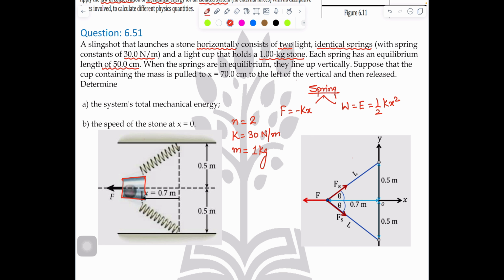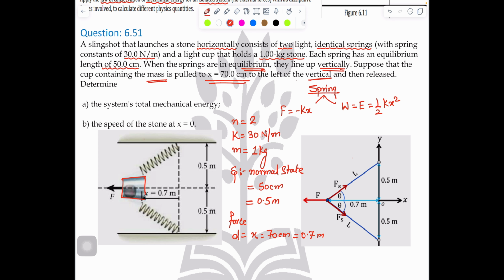What does it mean? When it is in the normal state, equilibrium, the value is 50 centimeter, so you can say 0.5 meter. When the springs are in equilibrium, they line up vertically. Suppose that the cup containing the mass is pulled, so we need to apply a force.